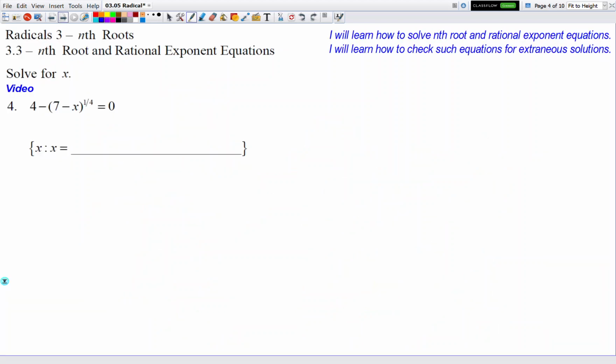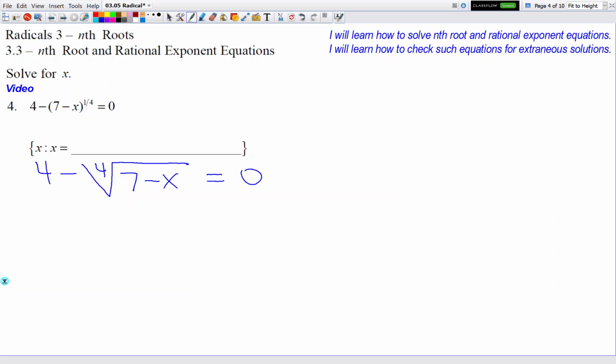Okay, so once again, it's written in exponent form, so you're free to make this into radical form in your very first step. So we're going to go 4 minus 4th root radical of 7 minus x, and then equals 0.